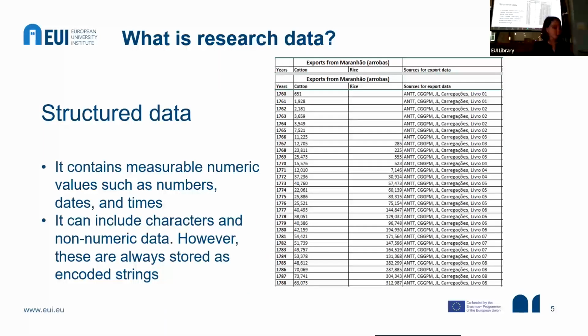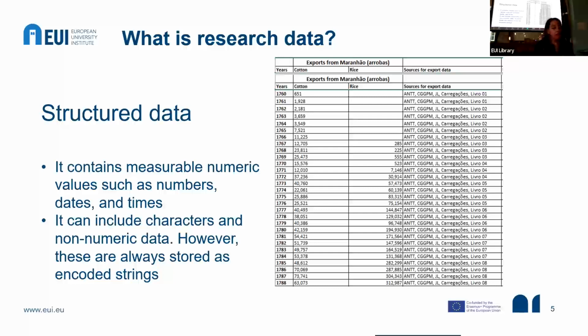I have to read what it is because it's very peculiar. This is the latest data set that was reposited at the EUI by a history researcher. So qualitative research, but what he did was to reposit this data set that covers the cotton and rice exports from Maranhão, Brazil, in the 18th century.